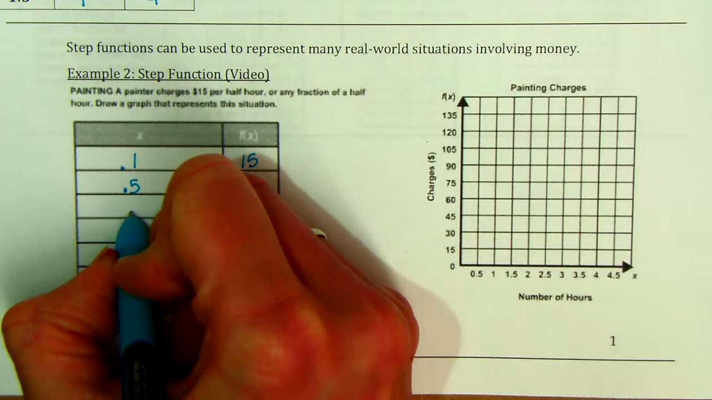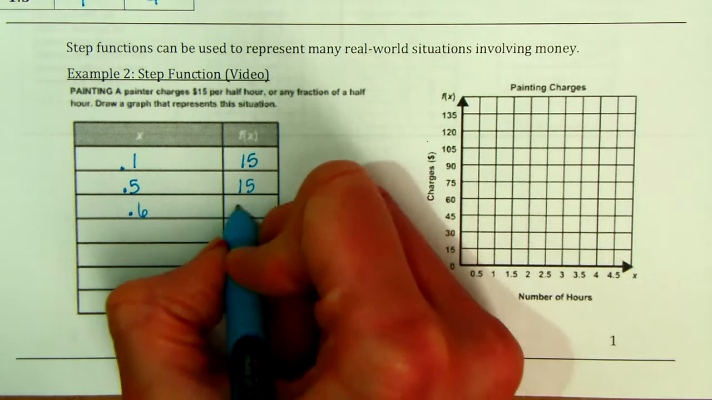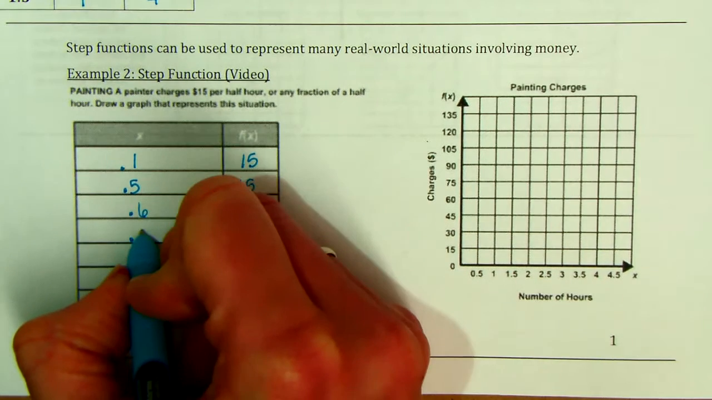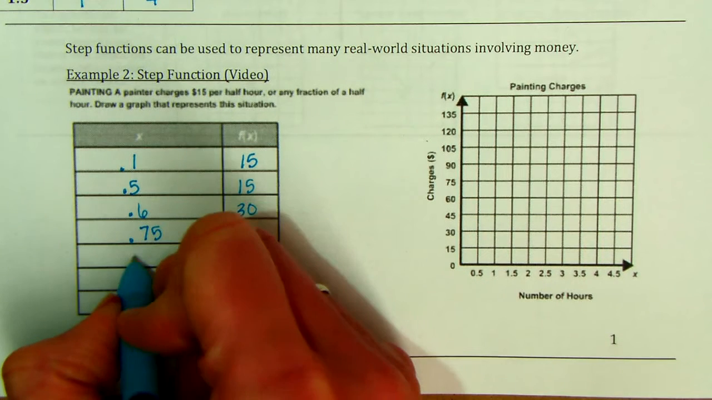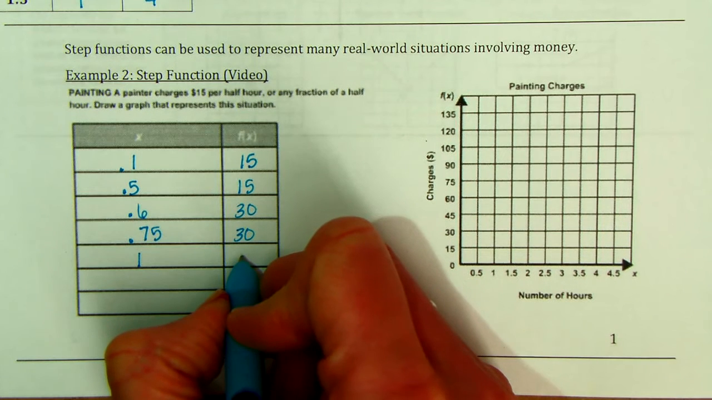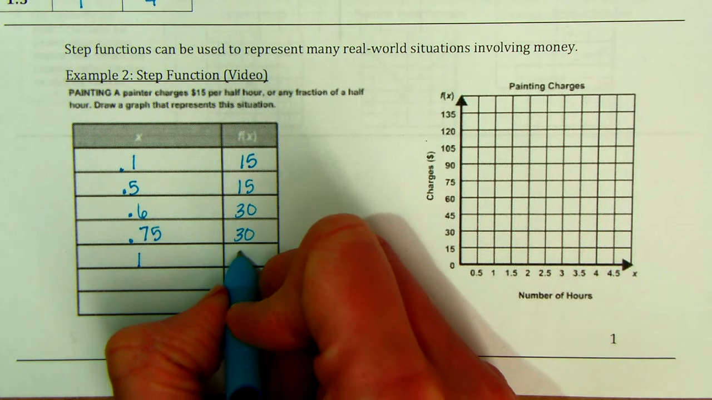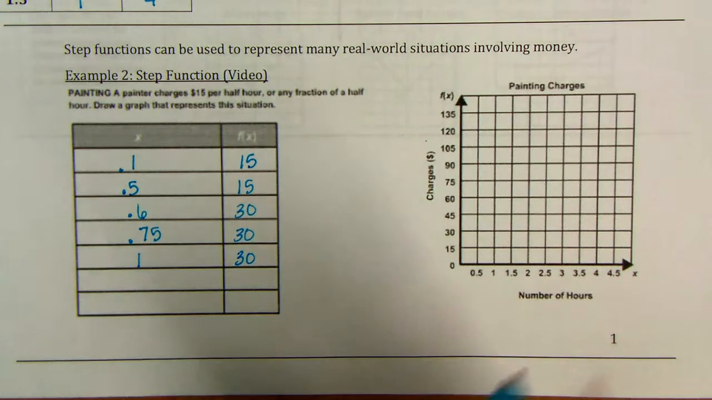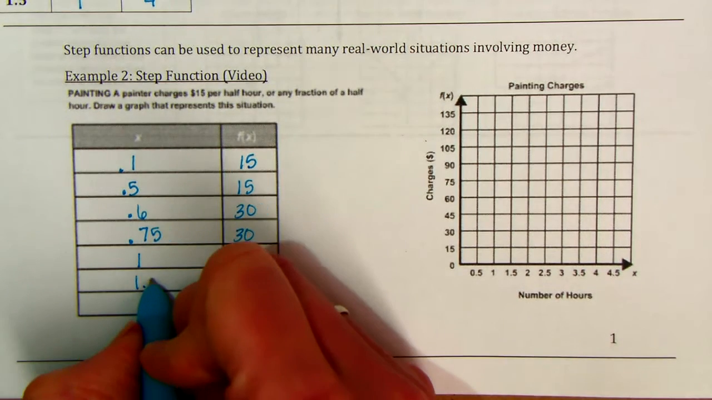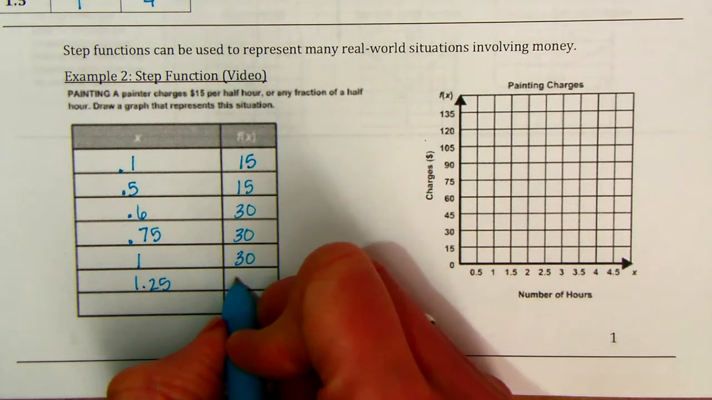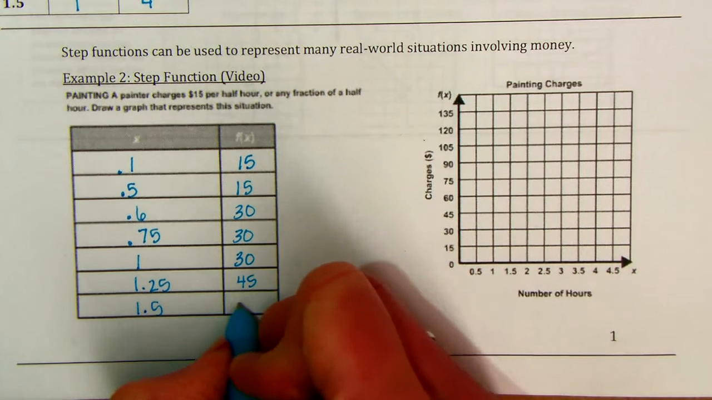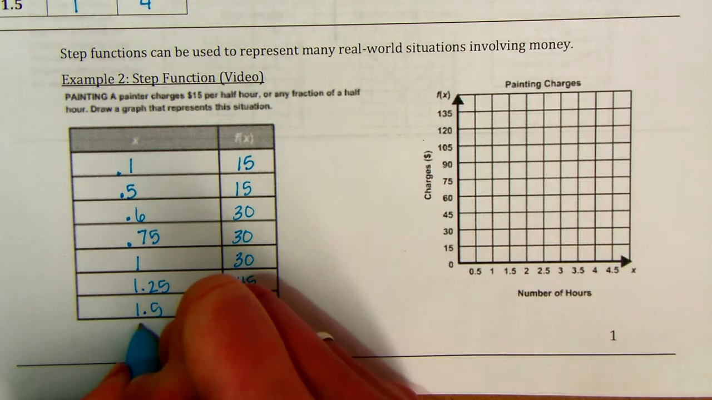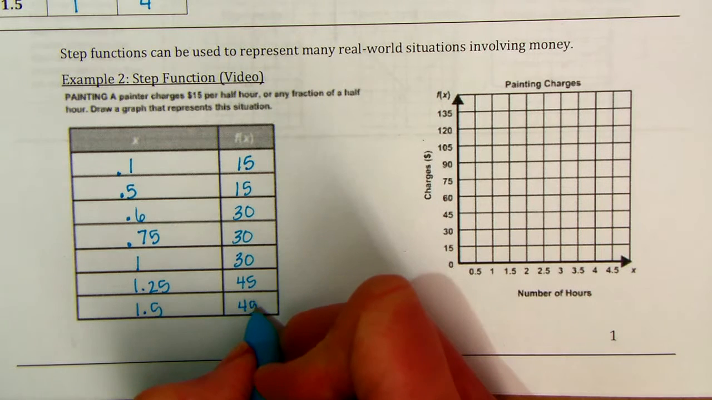0.75 hours, still $30. Once you hit 1 hour, they're still going to charge you $30. But when you go over 1, like 1.25, they're going to charge you $45, up until 1.5, still $45. But once you hit 1.75, it's going to jump to $60.